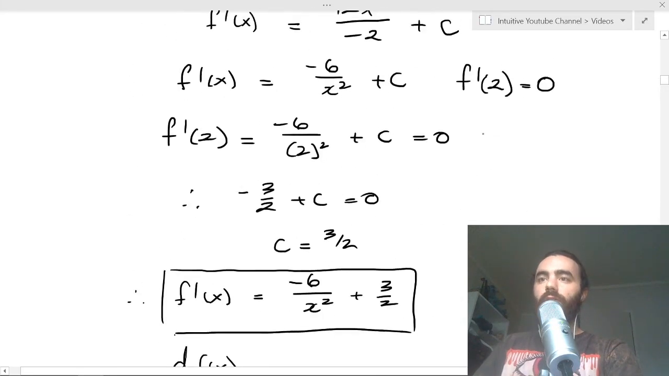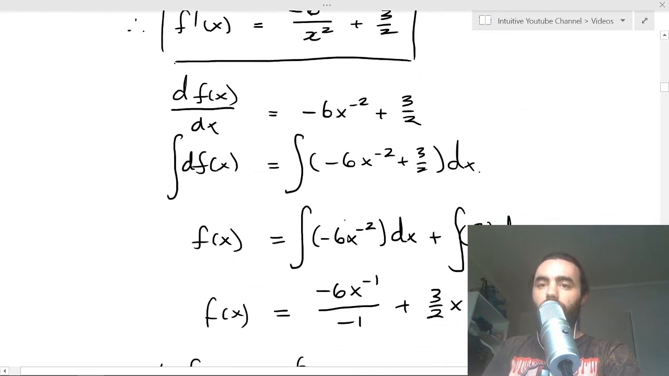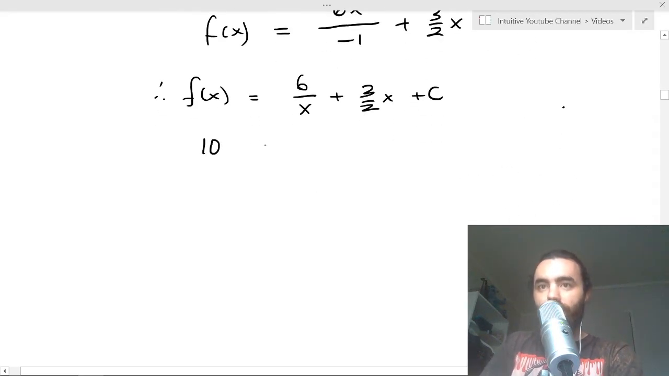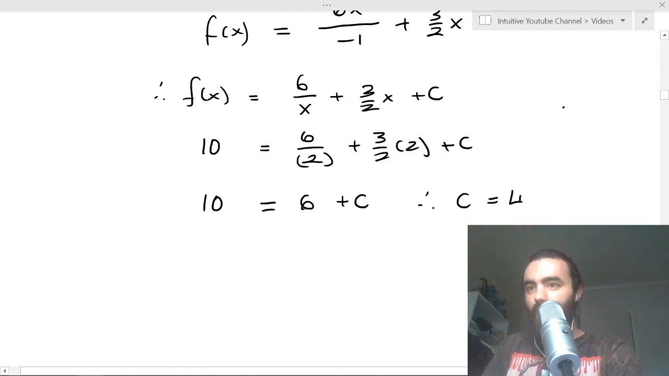But we know that the curve passes through the point (2, 10). So there's a stationary point at (2, 10), which means the curve passes through the point (2, 10). So that means that f of 2 equals 10, where x equals 2. So 10 equals 6 over 2 plus 3 over 2 times 2 plus c, which gives us 10 equals, 6 over 2 is 3, so this is 6 plus c, so therefore our c equals 4.